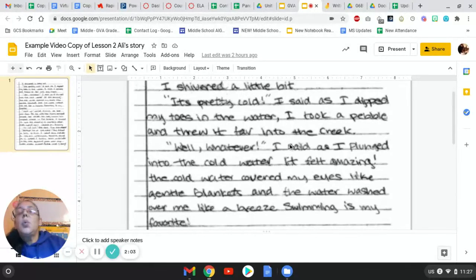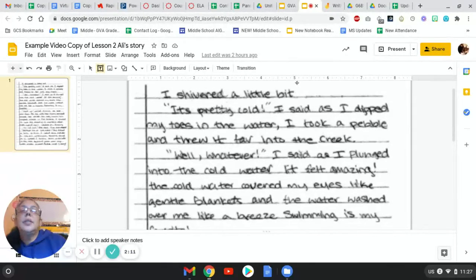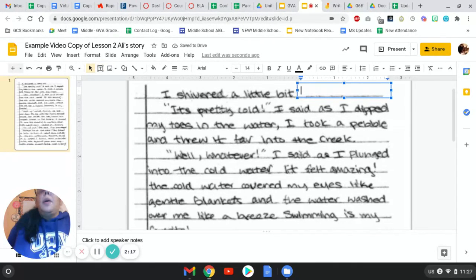Okay, so we're going to look at this and say, what has she done in this? So we'll start at the top and see what we noticed. I'm going to add a text box, and you're going to annotate yours as we read as well. I shivered a little bit. Now that's a lead into a story, right? It's the beginning of the story. So what did she do here that was so good?